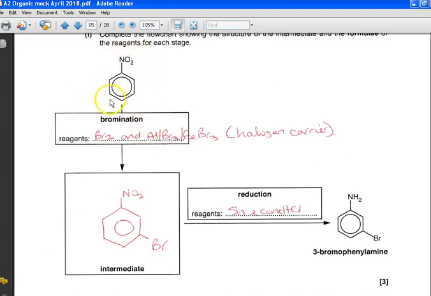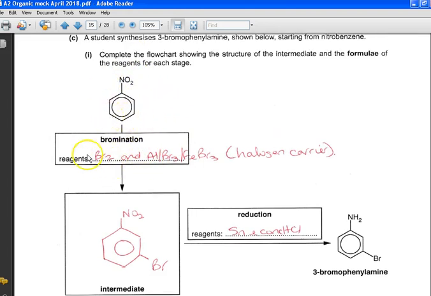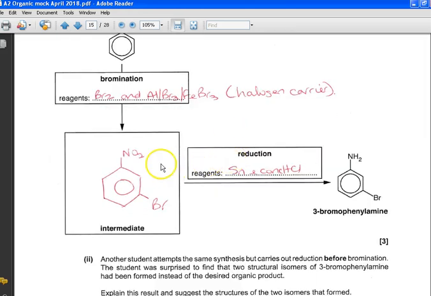Yeah. So you've got your nitrobenzene here. If you're going to do bromination, obviously the reagents are Br2 plus the halogen carrier. Yeah, because Br2 will not be polarized by benzene. The electron density is not high enough, so you need the halogen carrier. So your bromine will then attach here. This is your intermediate. If you want to reduce that now to get our NH2 group, it's tin and conc HCl.